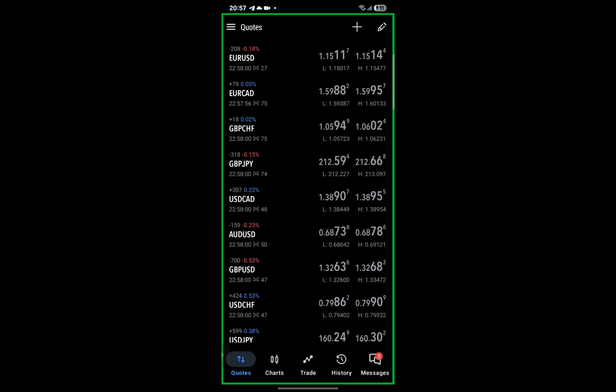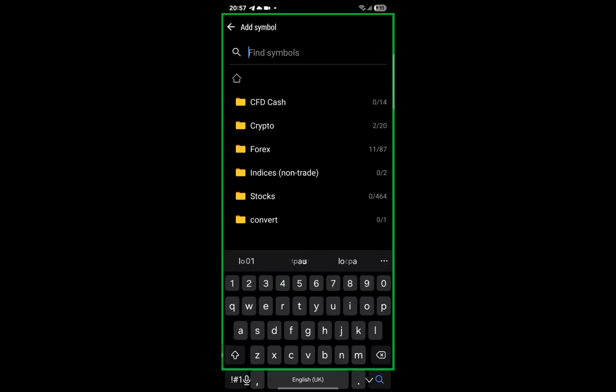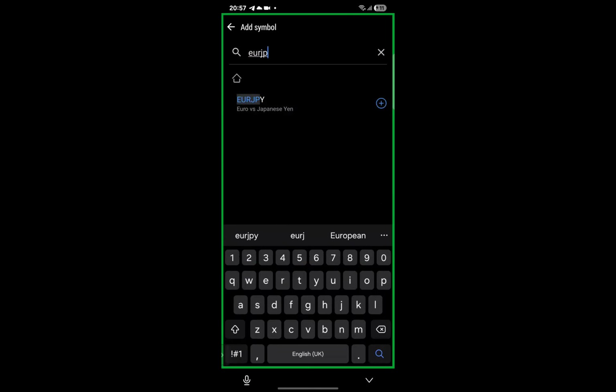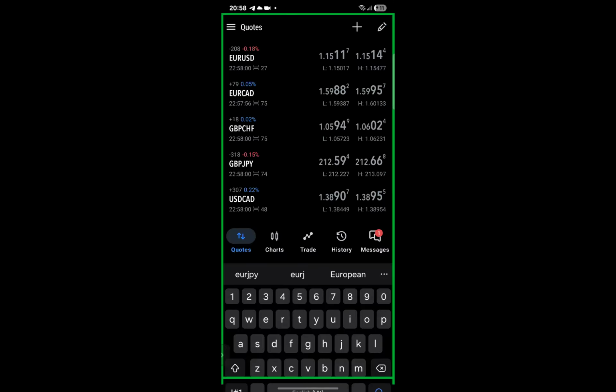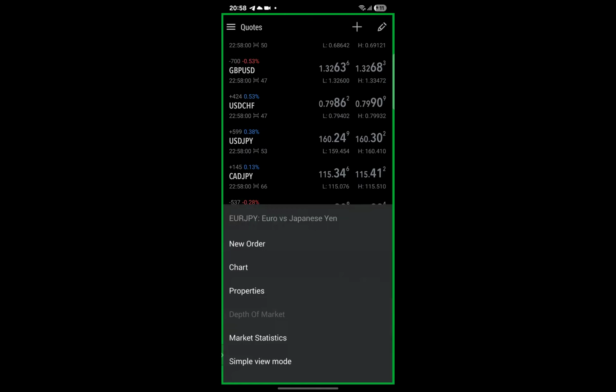You see this plus sign at the top of the screen here? Click on it. Find symbol. I'll search Euro JPY. Once I search, it shows like this. See this blue plus icon here? I'll click on it. Then if I go back to this code and scroll down, I'll see my EUJPY here. So I can easily tap on my EUJPY and trade it if I want to trade it.